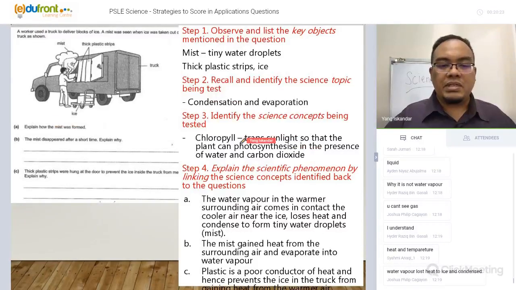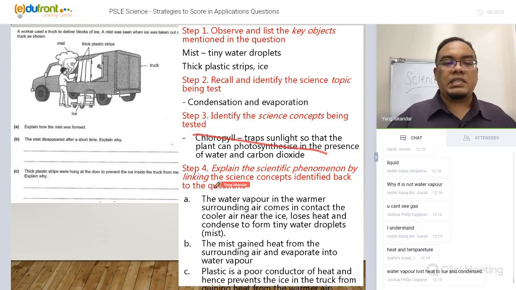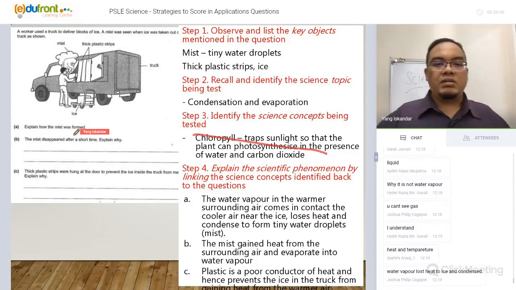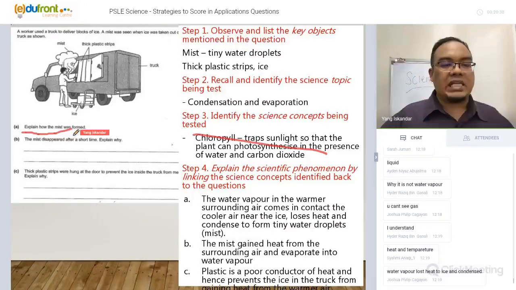Ignore this step 3, because of a copy and paste error. Ignore this part, just focus on step number 4. Explain the scientific phenomenon by linking the science concept back to the question. So let's take a look at the question. The question asks, explain how the mist was formed. So how are these tiny water droplets formed?